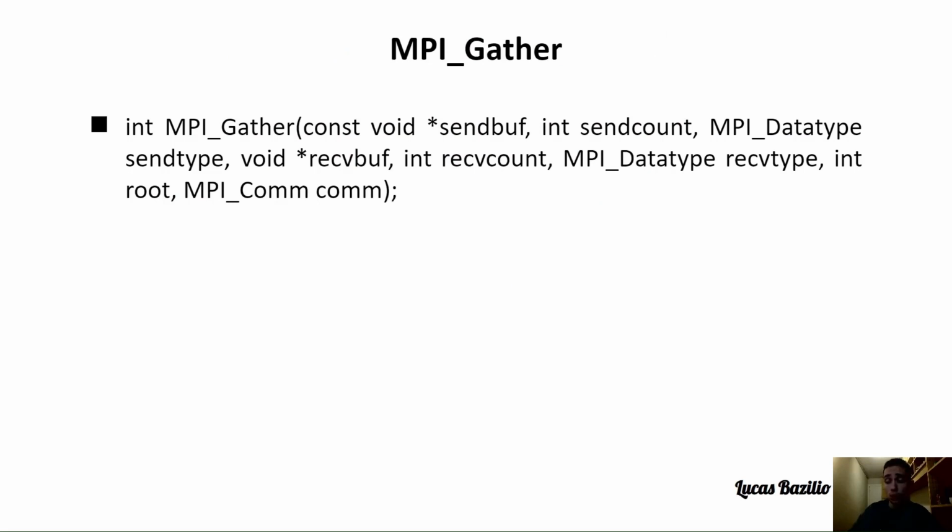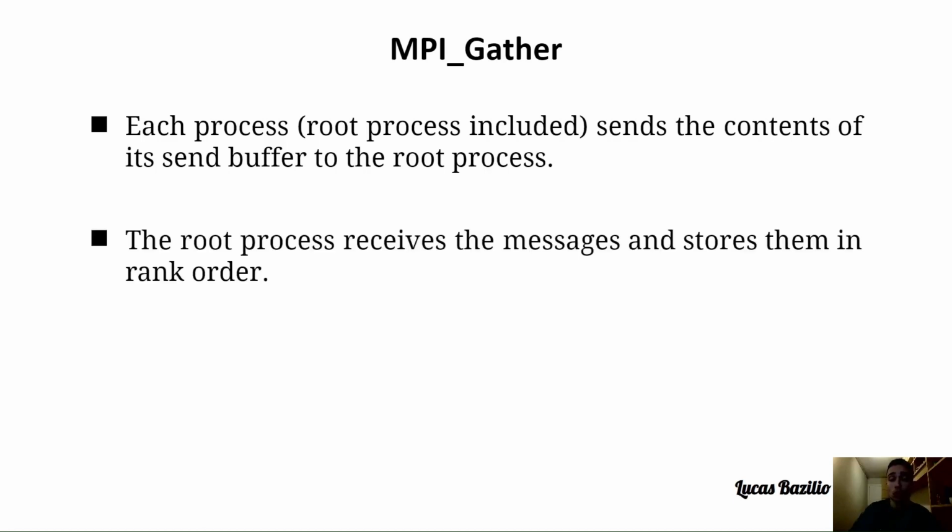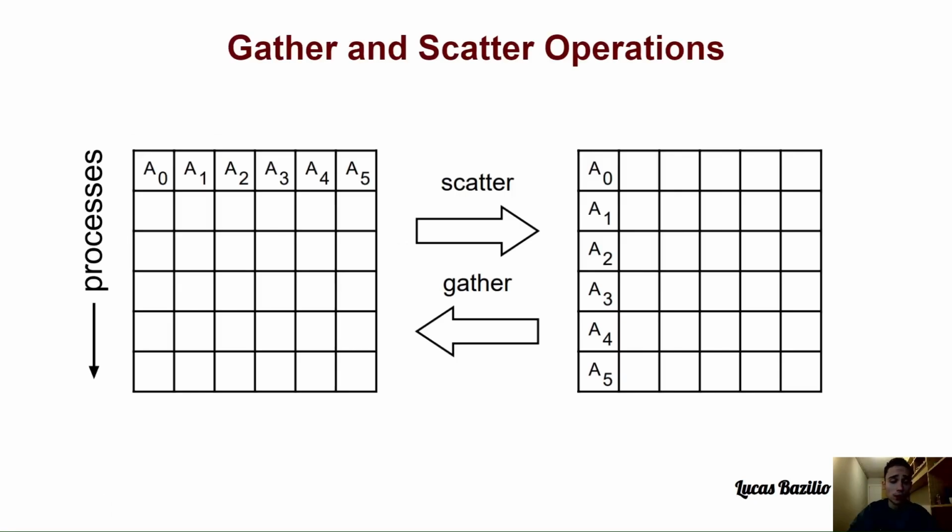This is a collective communication operation in MPI. We are going to discuss its arguments in a moment, but first, let us see what it does. When we use this function, each process, root also included, sends the contents of its send buffer to the root process. The root process is going to receive all of these messages, and it is going to store these messages in rank order. Notice how in this matrix representation, each row is a process.